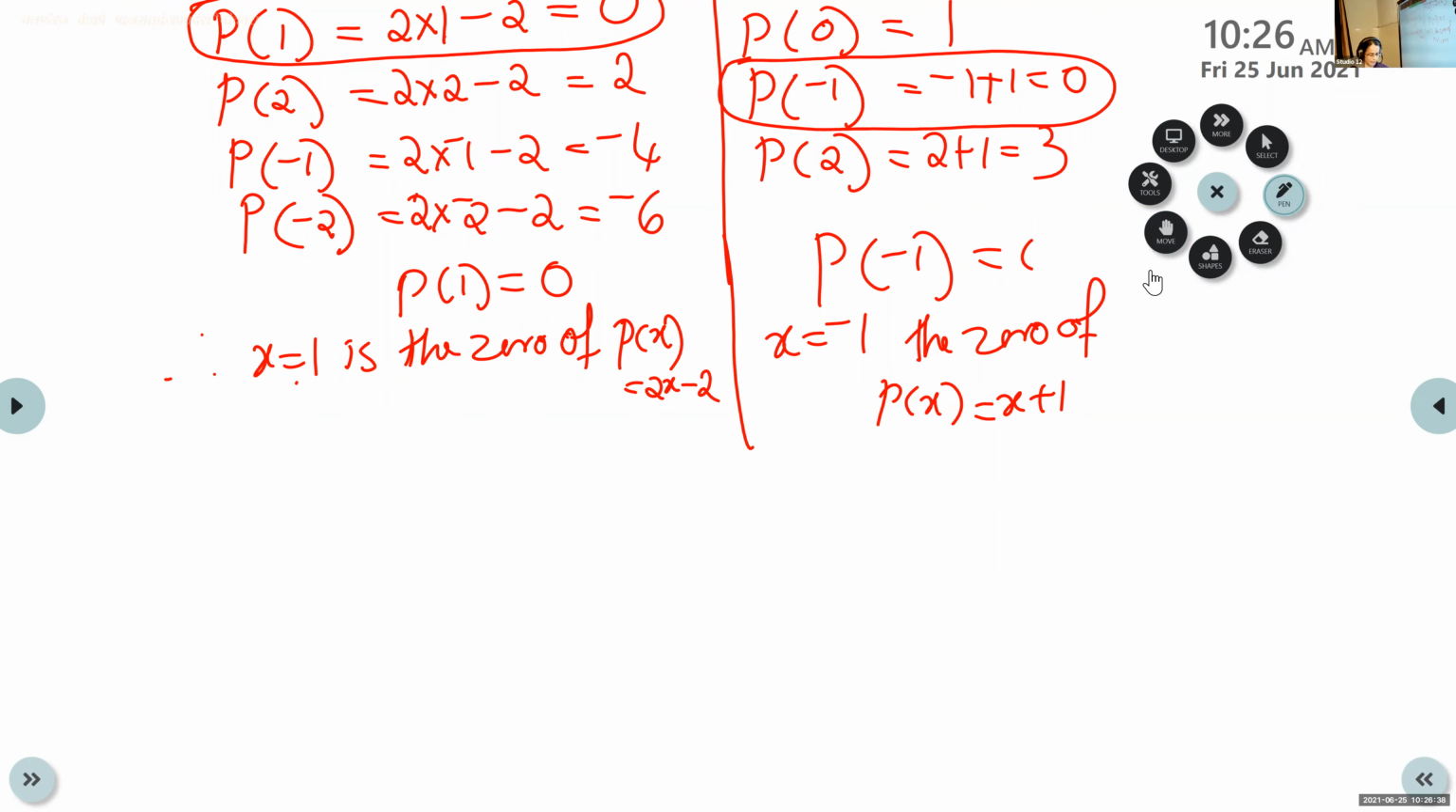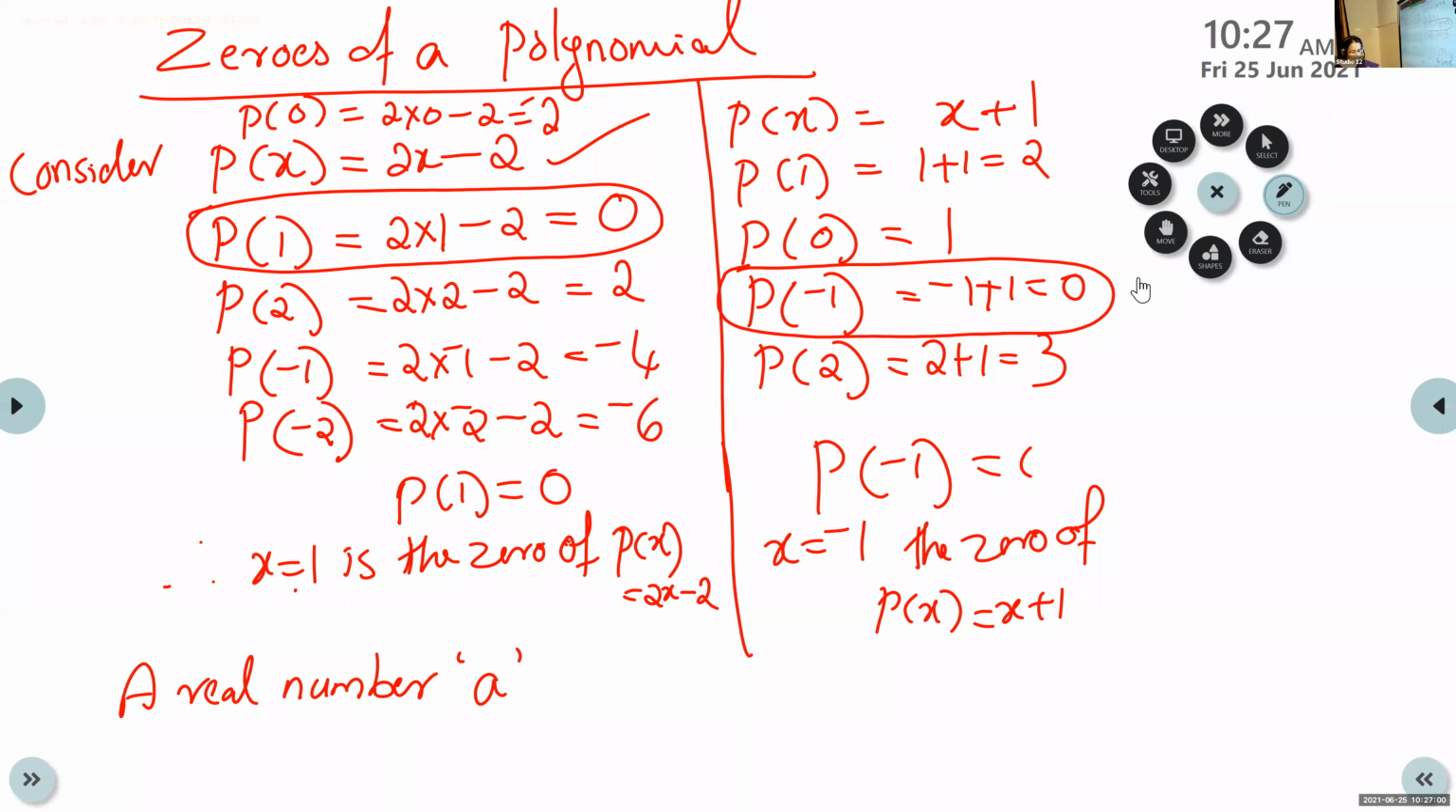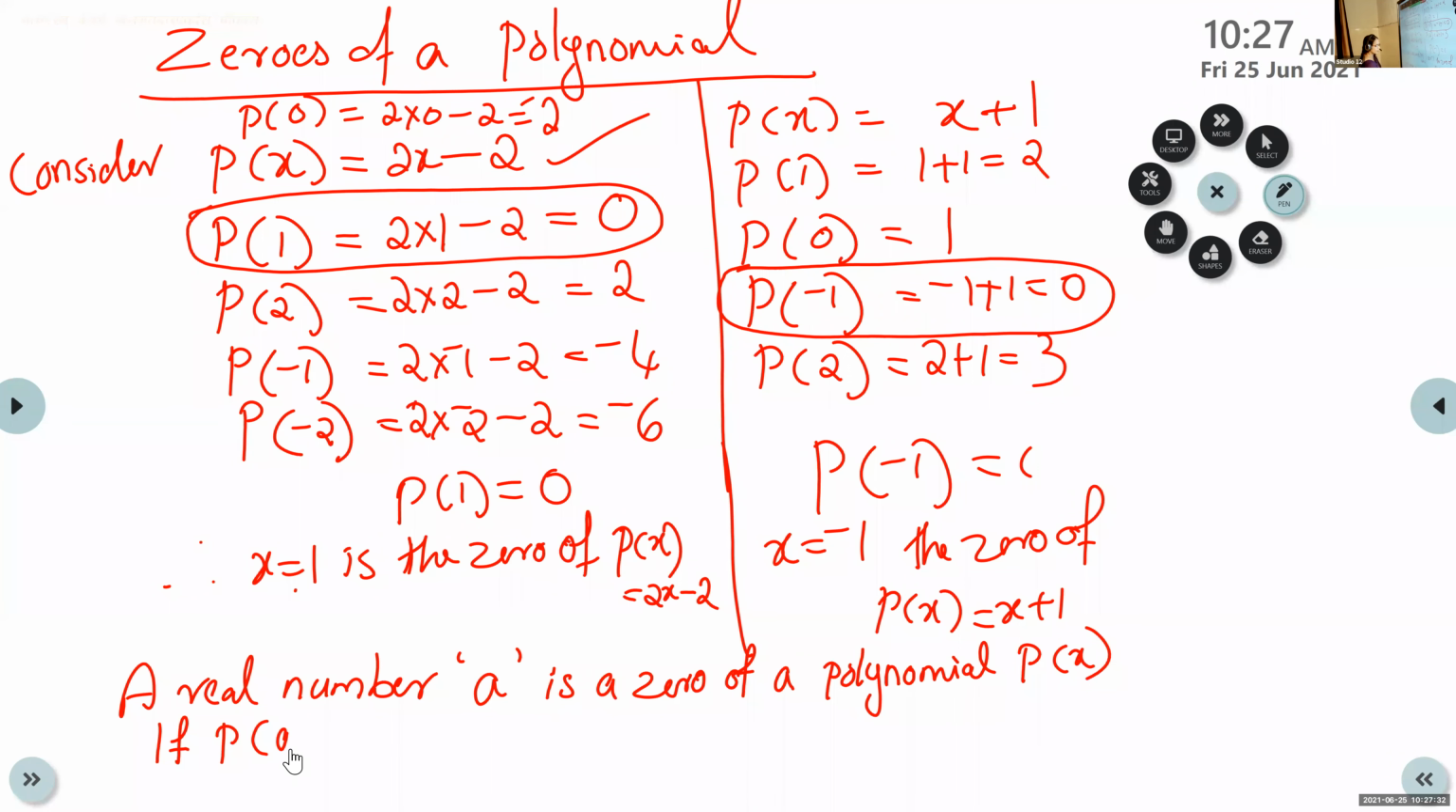So write: a real number a. Write first. After that, I will explain. A real number a is a zero of a polynomial p of x if p of a equal to 0.